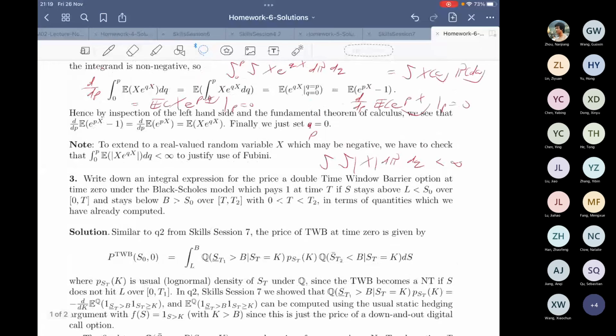So back to your favorite topic now, barrier options. So what does it say? Write down an integral expression for the price of a... So this was an interesting one. It's a double time window barrier option which pays 1 at time 2 if S stays above a lower barrier L over the first time interval from 0 to t, and then over the final part from t to t2, it has to stay below B.